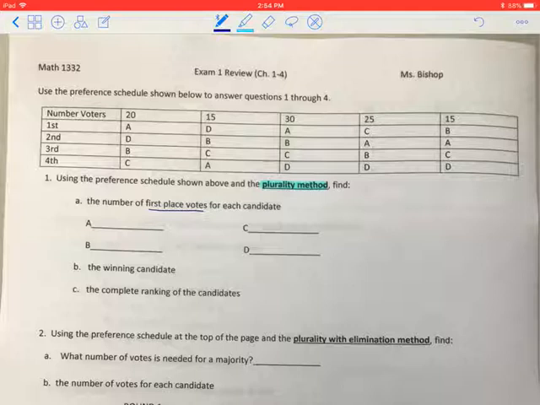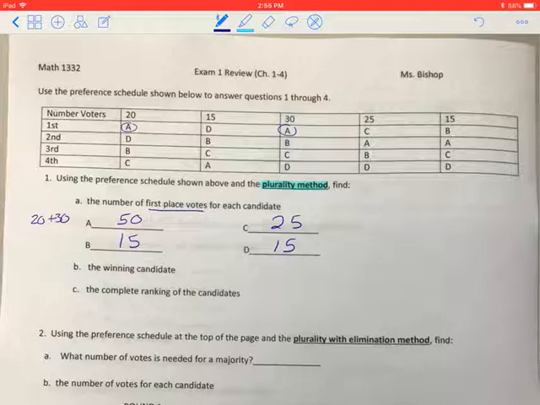So if we look at candidate A, we can see they're in first place here and here. So that would be 20 plus 30, which would give us 50. All right, and then we look at B. I only see B in one place. It looks like they've got 15. And then for C, I only see C in one place. They've got 25, and D has 15.